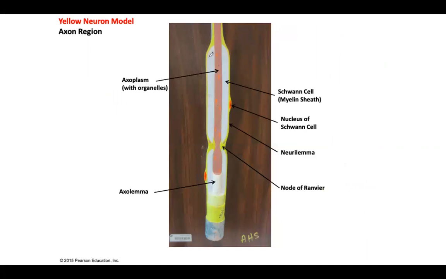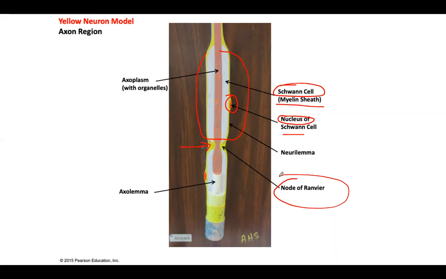Here is this entire structure right here. That's called the Schwann cell. And again, it produces that myelin. Here is the nucleus of the Schwann cell, right there. That's the nucleus of a Schwann cell. And between each Schwann cell is going to be the node of Ranvier.